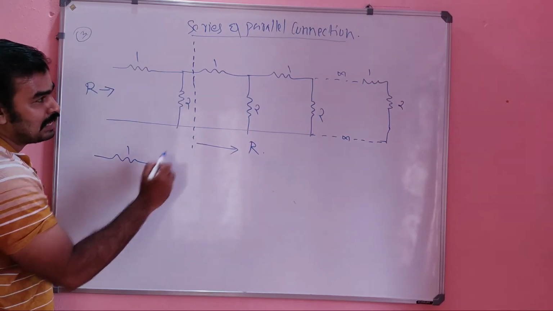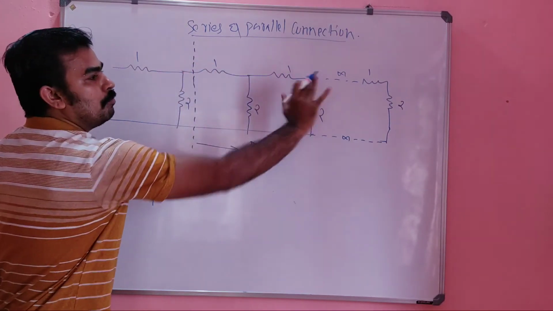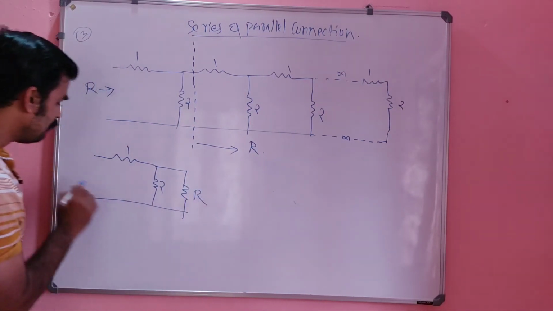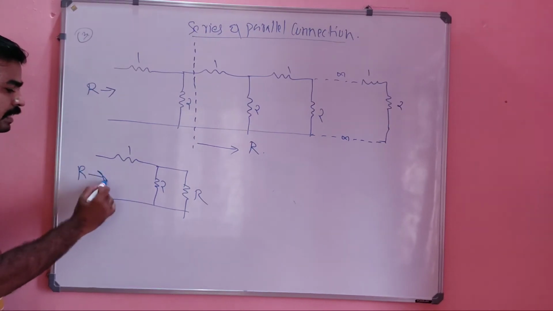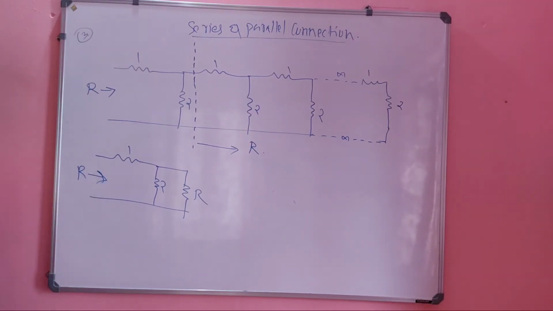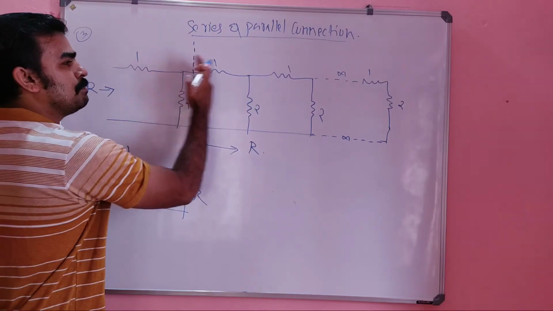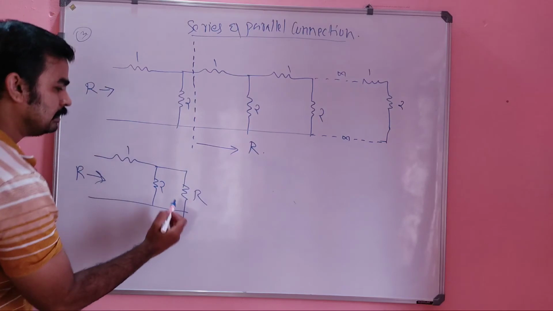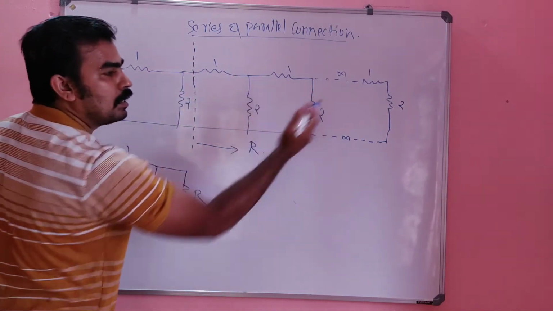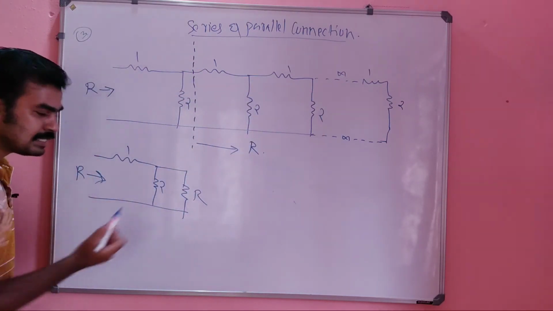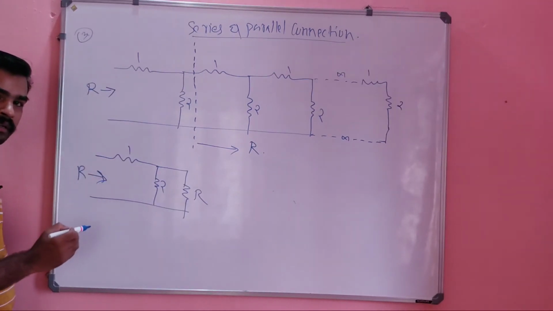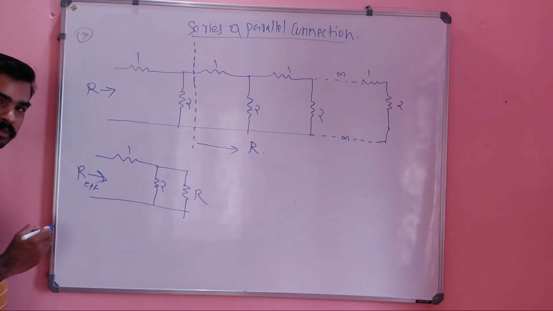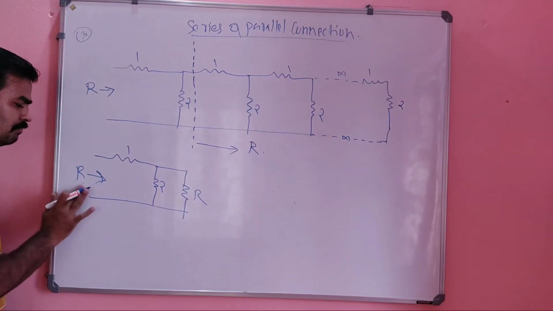So I can redraw this figure again. This full combination I can represent simply as R. Very important concept. This is the parallel combination up to here, so this whole resistance can be viewed as R again. So from here to here, when I am looking, what will be the effective value? This will be R effective, or simply R itself.